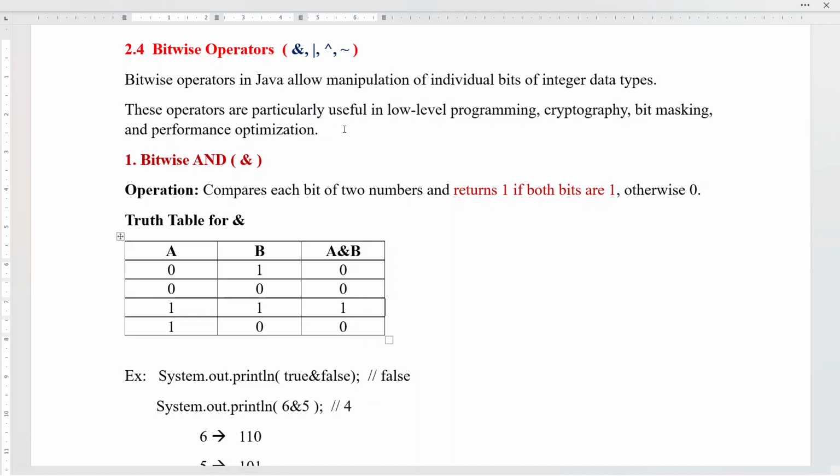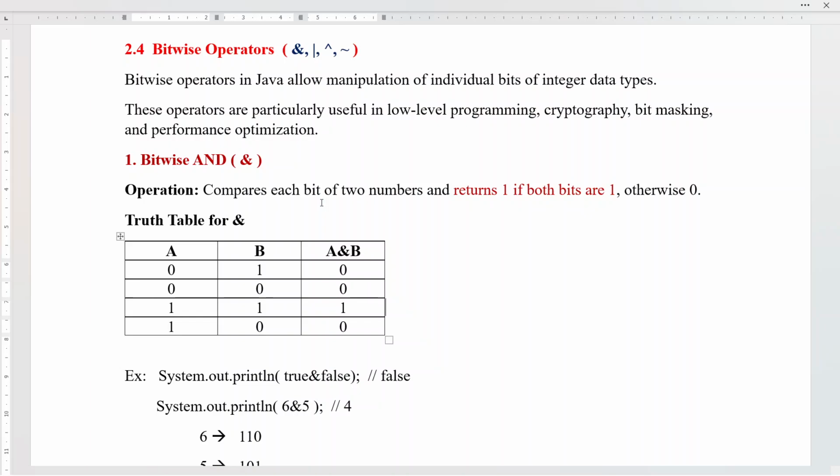Let us see what is AND operator. AND operator compares each bit of two numbers and returns 1 if both the bits are 1, otherwise 0. If we discuss in terms of Boolean, it returns true if both the values are true, otherwise it returns false.